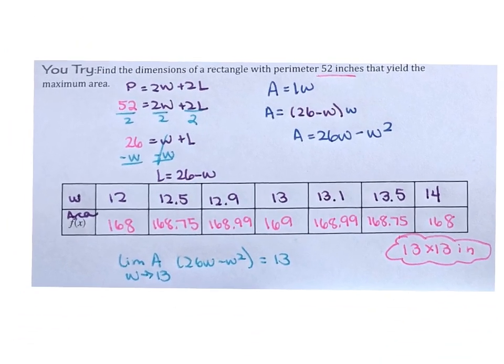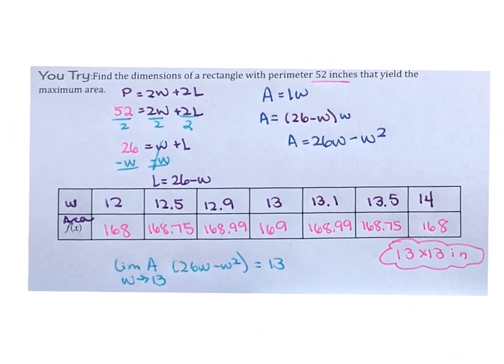So trying this out, you should have gotten the length was 26 minus W. Therefore, the area equals 26W minus W squared. Now again, thinking about this as a parabola, we know the intercepts are going to be at 26 and 0. So we know that the vertex is going to be halfway between that, which is 13, right? The x value is 13.